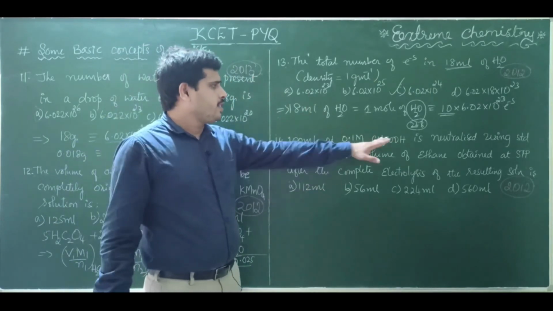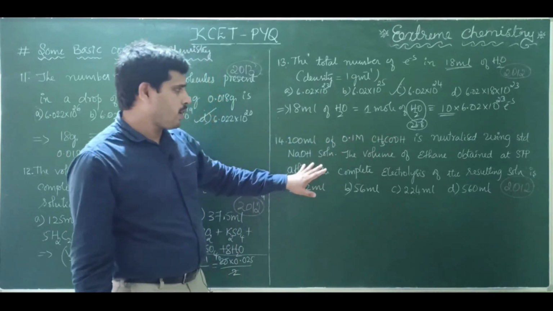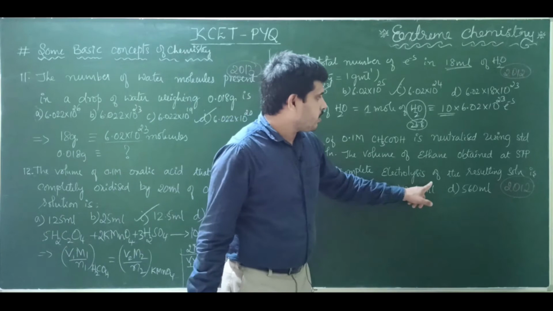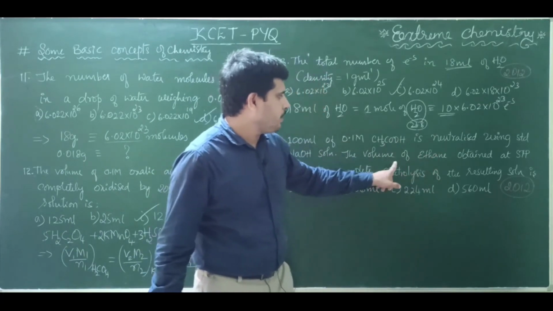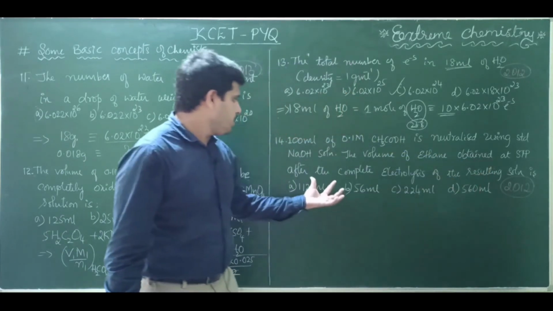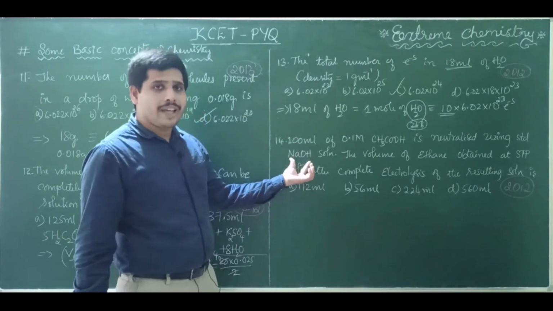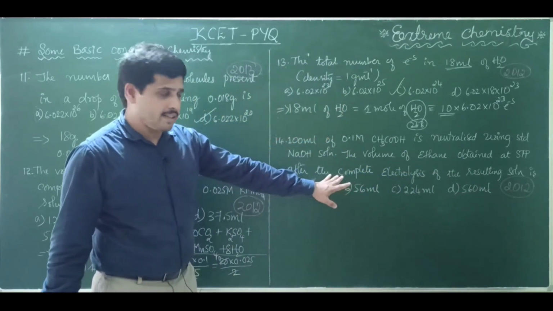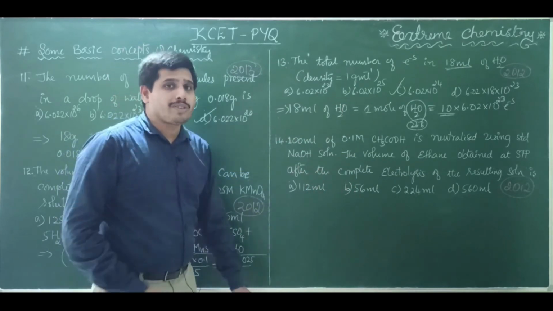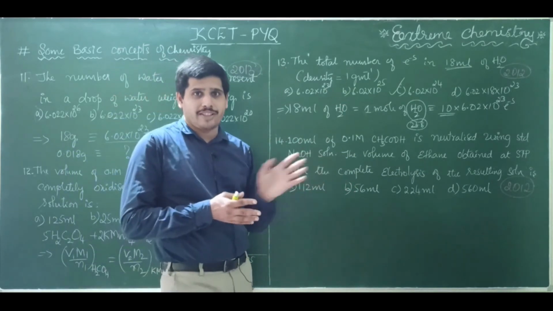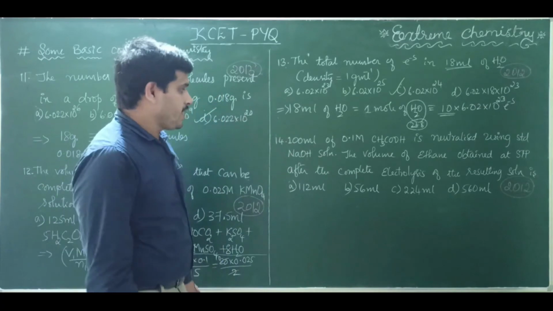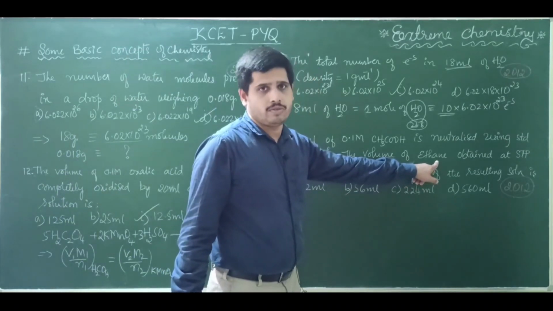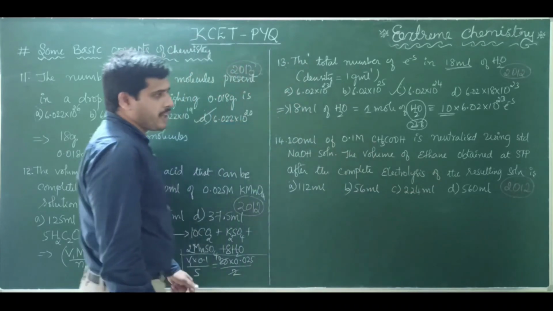Completely if it is neutralized, acetic acid plus sodium hydroxide will give sodium acetate. After the complete electrolysis, you have to calculate the volume of ethane obtained when you electrolyze the obtained salt. Electrolysis of the sodium salt of a carboxylic acid, we know the name of the reaction, isn't it? Kolbe's electrolytic method. So to prepare an alkane, ethane is to be found out now. What volume of ethane is going to be liberated?